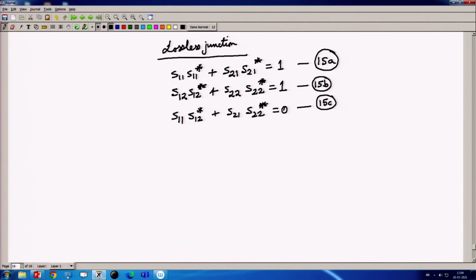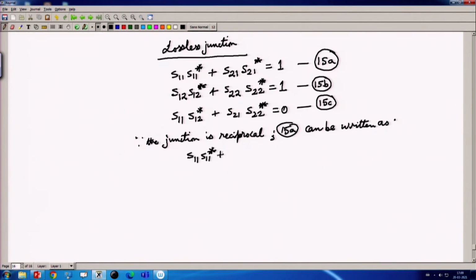So, since the junction is reciprocal, we can write 15A, we can just replace S21 by S12, we do not need S21 because the junction is reciprocal. We call this 16A.